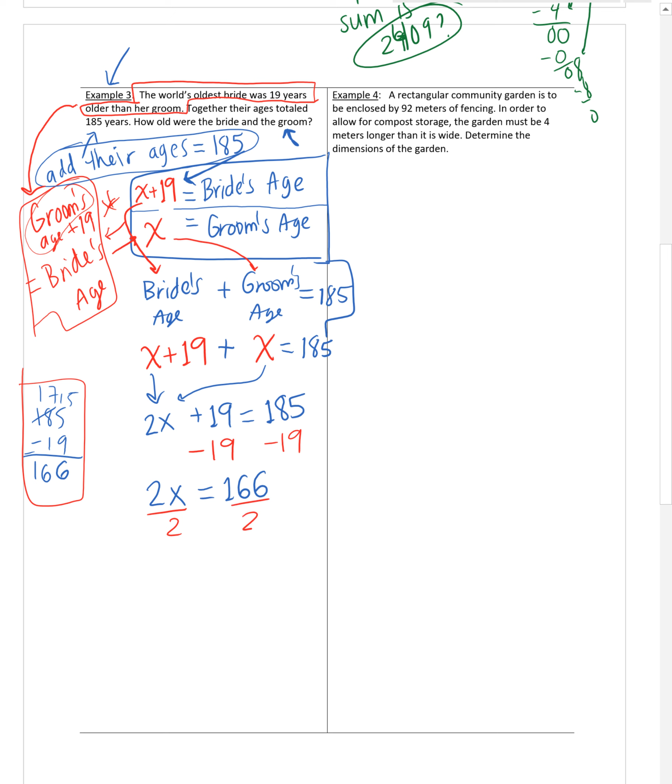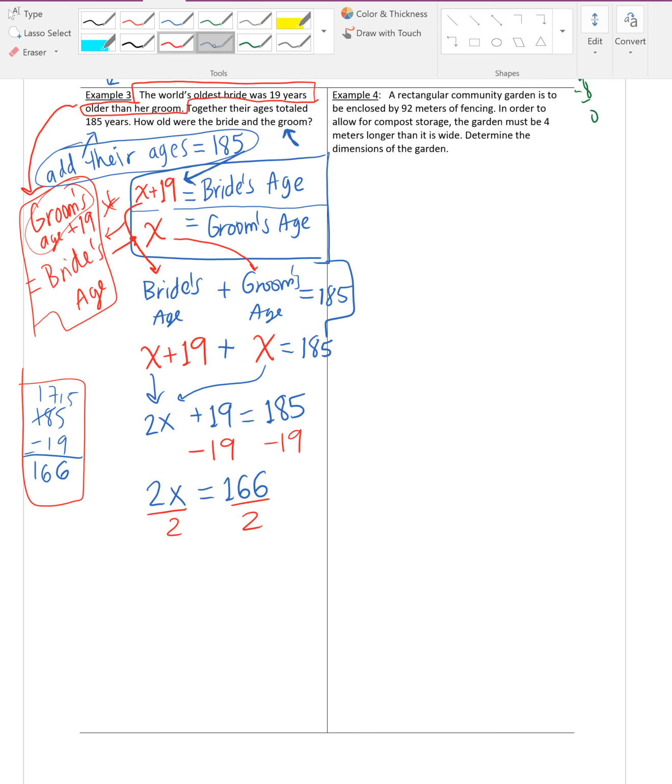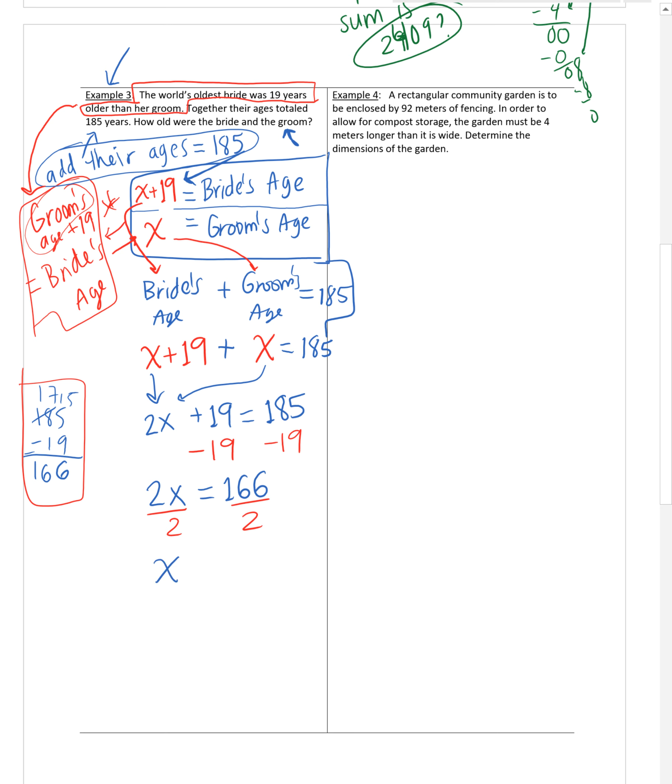So now I'm almost done solving for x. I'm going to divide by 2, and that'll be it. Let's see. I think I can do that one in my head. 2 into 166 is 83. I think so. Yeah, that sounds good. Okay. So I got to remember, what did x stand for again? Because that might not be exactly what they wanted.